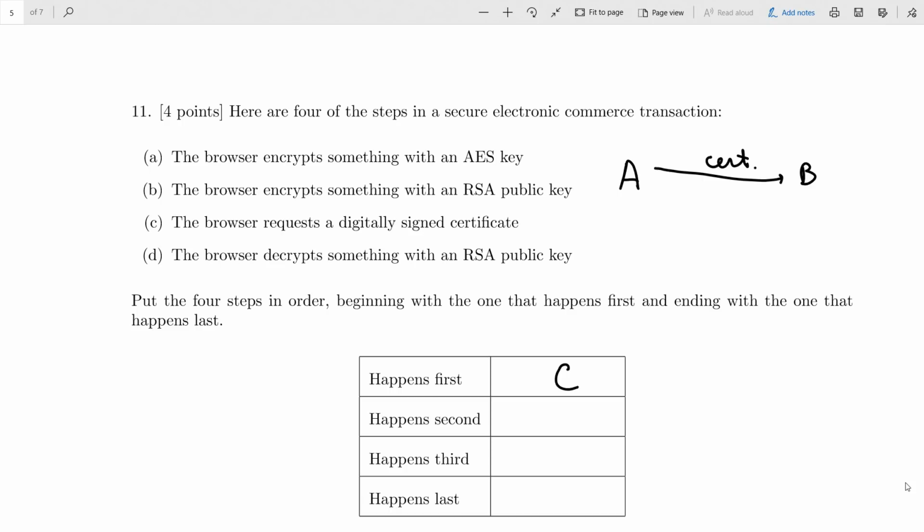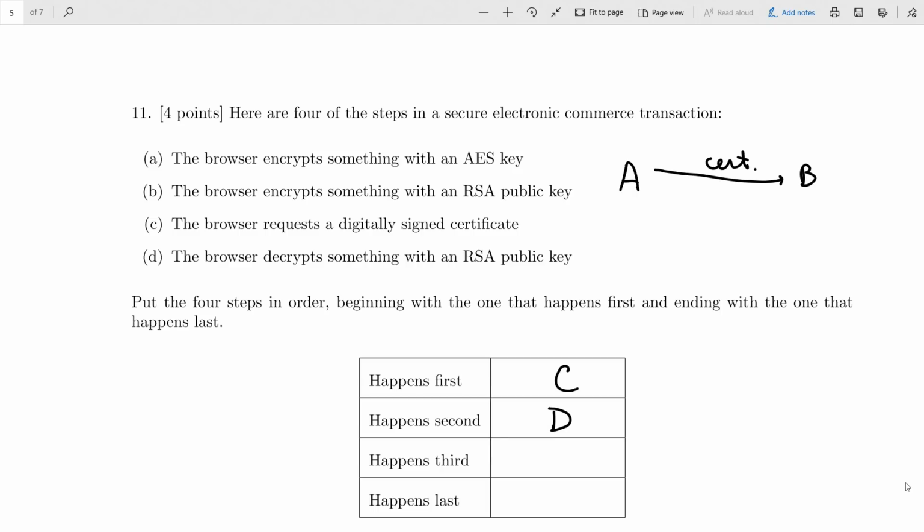Now, what's the browser going to do with the certificate? It's going to verify it. How do you verify a certificate? That it really came from Amazon. Do you decrypt it with the RSA? Right. So you decrypt it with the public key. The certificate will have been signed by some organization like VeriSign with their private key. So it had been encrypted with their private key. The browser contains the public key for VeriSign. And so you decrypt the certificate with the RSA public key to establish that this really was signed by VeriSign. So that's D. Now what's the next thing the browser does, now that it knows it really has Amazon's certificate?